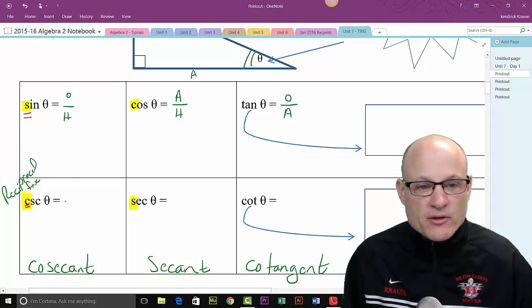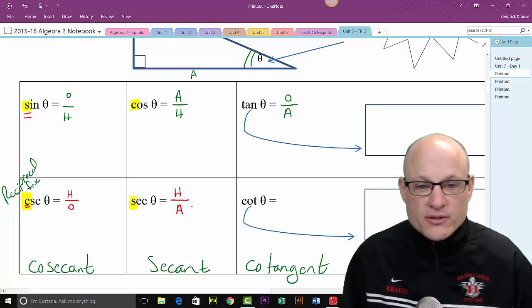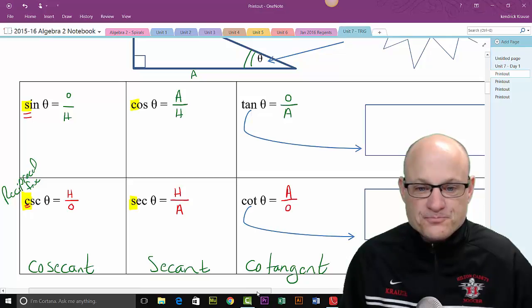So if it's a reciprocal of sine, then cosecant is hypotenuse over opposite. Secant then would be the reciprocal of cosine, so it would be hypotenuse over adjacent. Now cotangent is pretty easy. It's just the reciprocal of tangent, which is adjacent over opposite.